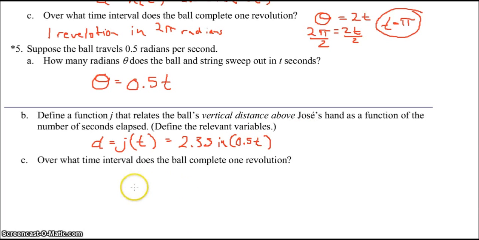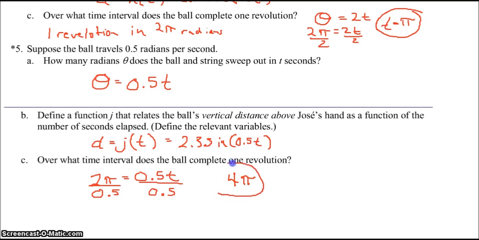And so on what interval does the ball complete one revolution? Well, 2 pi radians is one complete revolution. Divide this by 0.5. 0.5 goes into 2 pi 4 pi times. So from 0 seconds to 4 pi seconds is the time it takes to complete one revolution. That's called the period of the function. It takes 4 pi seconds for the ball to complete one revolution. The time required to complete a revolution is called the period.